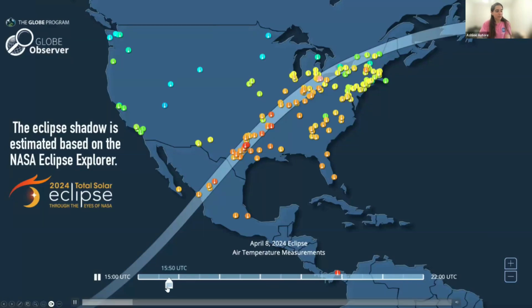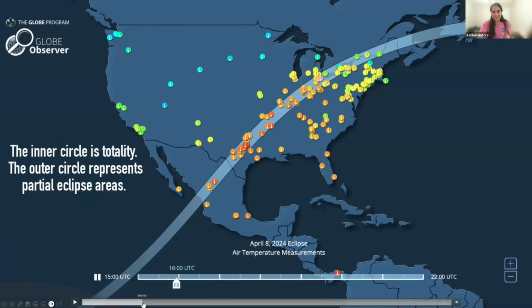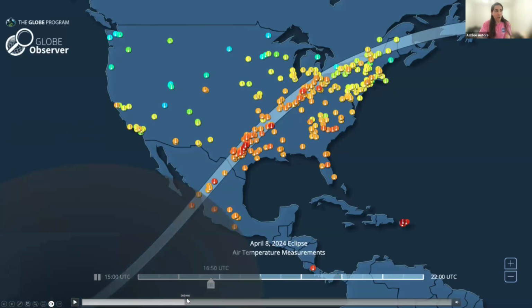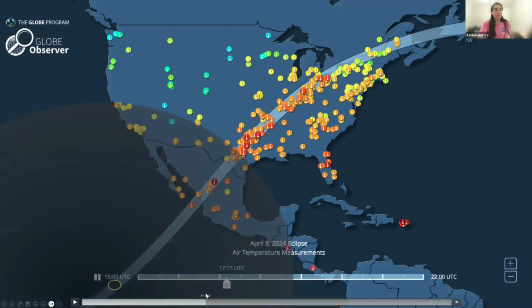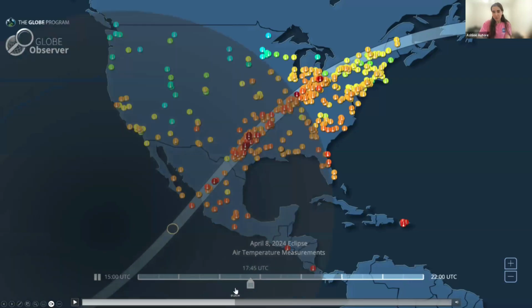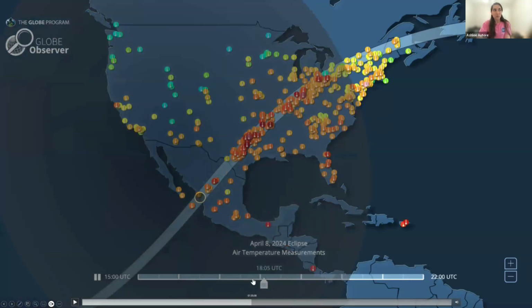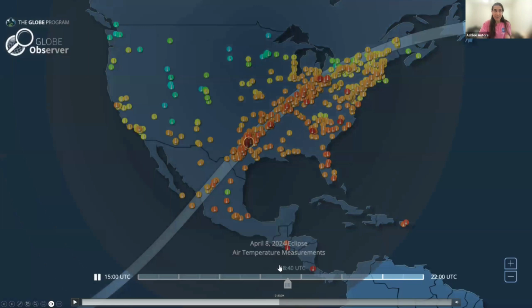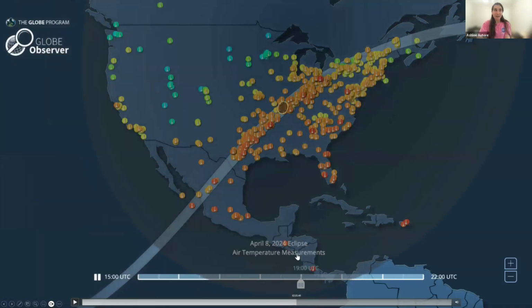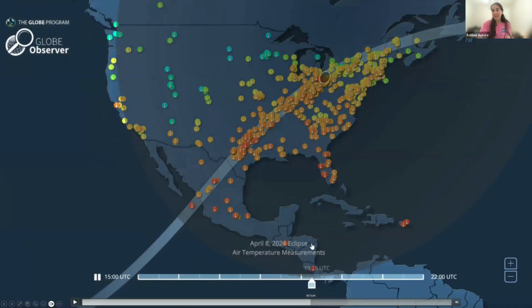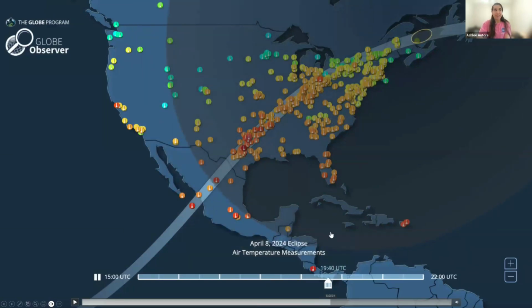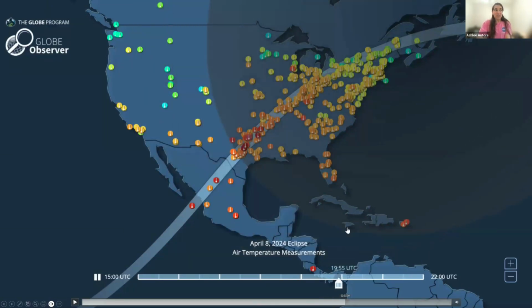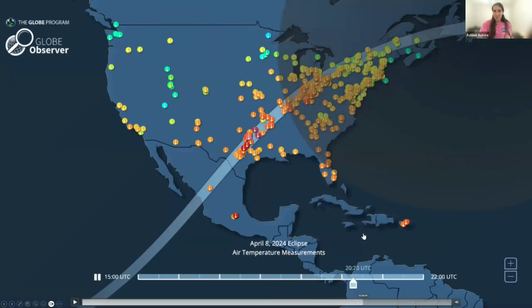Now I'll drag this forward a little bit, and you can see the eclipse start to come over land. If you look closely at those temperature points, you'll notice they start dropping once the eclipse is happening over that area. Then as the eclipse passes, you can notice the temperatures increasing again. It's really neat to be able to see and represent that, and we can tell what was going on thanks to your observations.